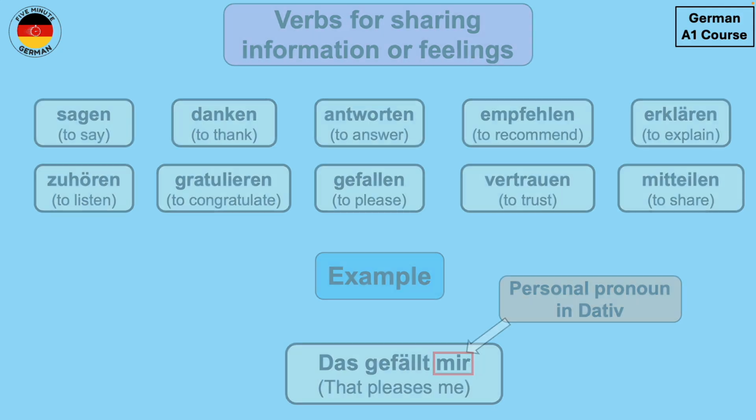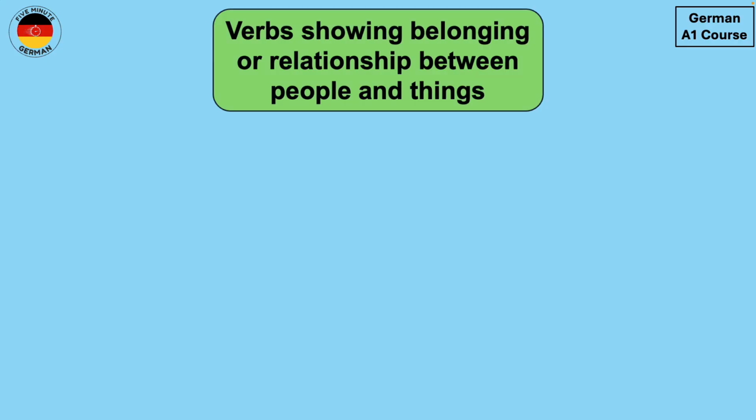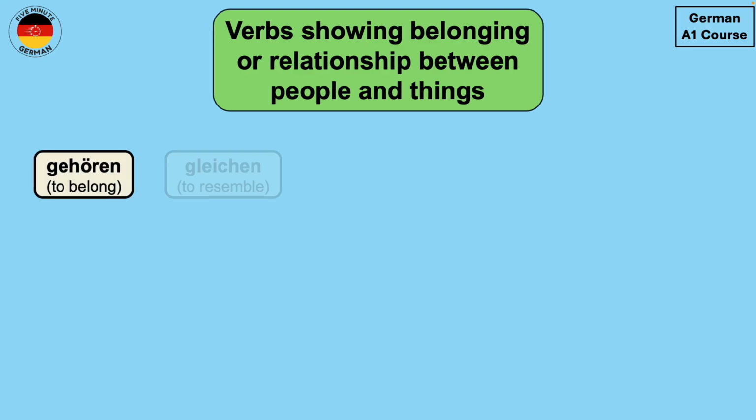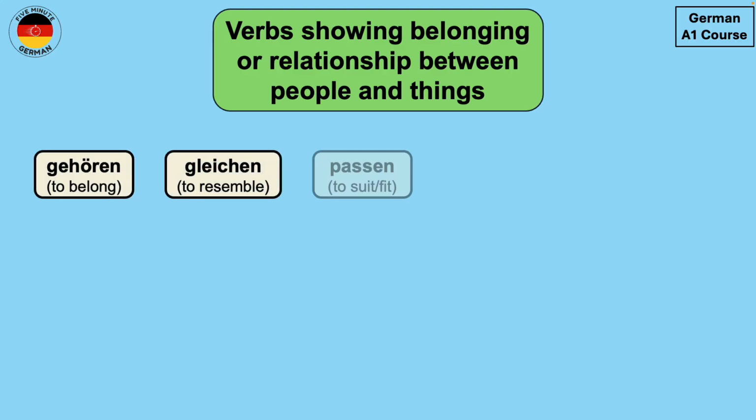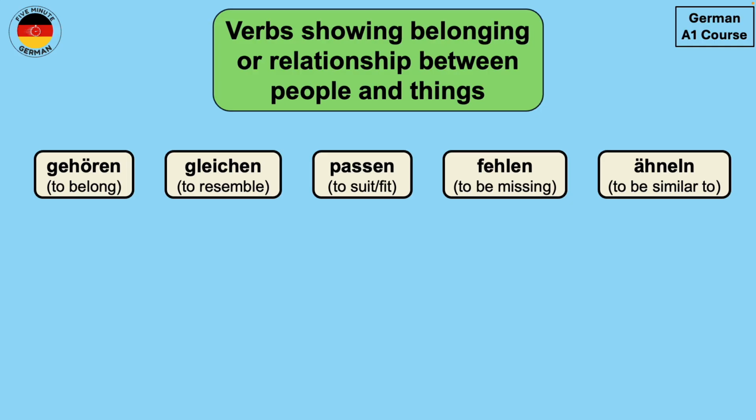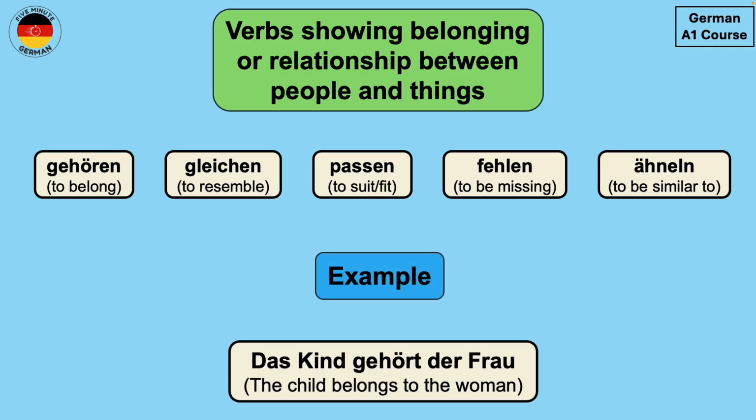Now let's take a look at some of the verbs showing belonging or relationship between people and things which require the dative. These are gehören, which means to belong, gleichen, which means to resemble, passen, which means to suit or fit, fehlen, which means to be missing, and ähneln, which means to be similar to. An example can be Das Kind gehört der Frau. The child belongs to the woman. Over here we have also used der, which is the dative article for feminine nouns.